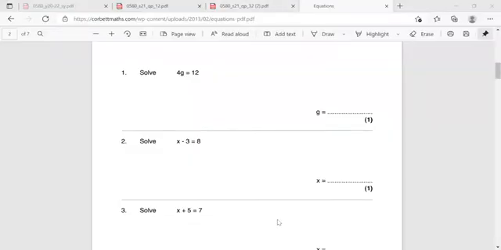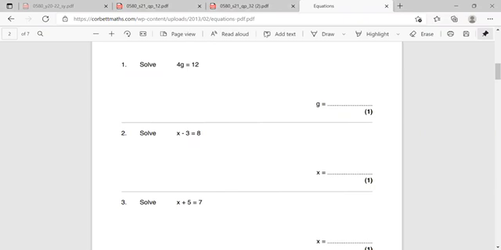Hello everyone. Today we are going to solve equations. First of all, we have here a question. Solve 4g equals 12. As we know, whenever I see the word solve, this means I will get an answer at the end. I will get a value. It's not like changing the subject or simplify. It's a solving problem, which means I will get a value at the end.